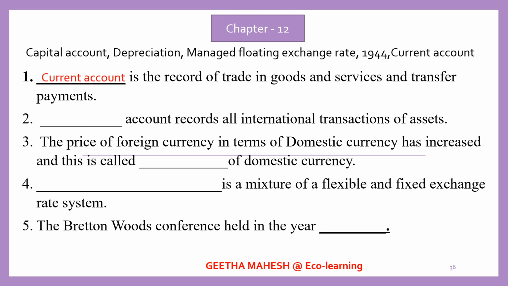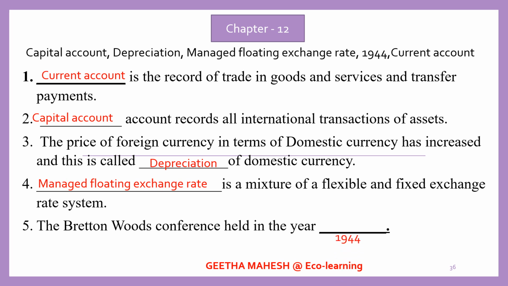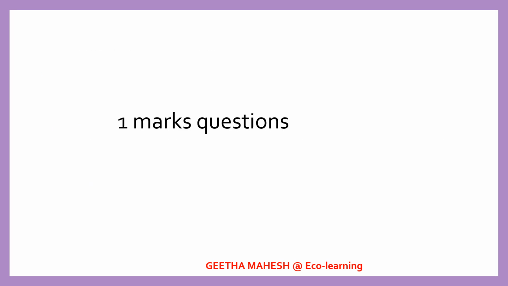Blank is the record, that is, current account is the record of trade in goods, services, and transfer payment. Capital account records all international transactions of assets. The price of foreign currency in terms of domestic currency has increased. This is called devaluation of domestic currency. Managed floating exchange rate is a mixture of flexible and fixed exchange rate system. Bretton Woods Conference held in the year 1944.